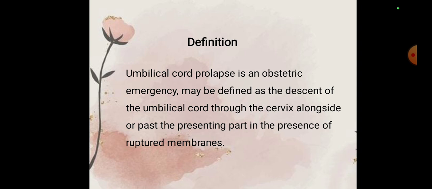Definition: cord prolapse is an obstetric emergency, which might be defined as the descent of the umbilical cord through the cervix alongside or below the presenting part in the presence of ruptured membranes. Cord prolapse may be differentiated from cord presentation by membrane status: ruptured membranes in cord prolapse, while the membranes are intact in cord presentation.